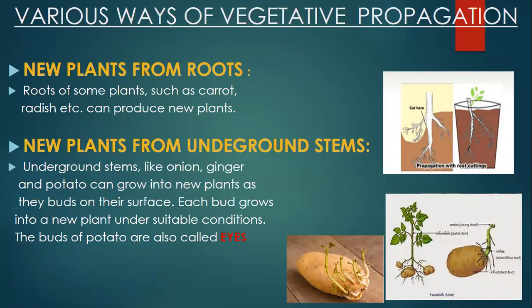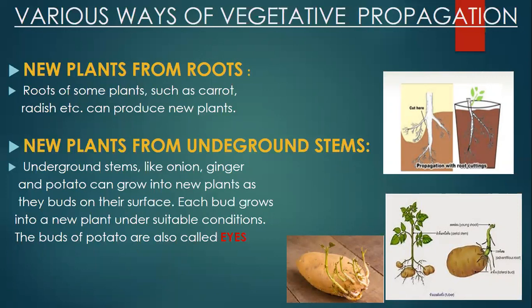First, we will study growing new plants from roots. Some plants like sweet potato, carrot, radish, and turnip can grow new plants from roots. In this, if you cut the top portion and plant it in the ground, a new plant will grow from that root.